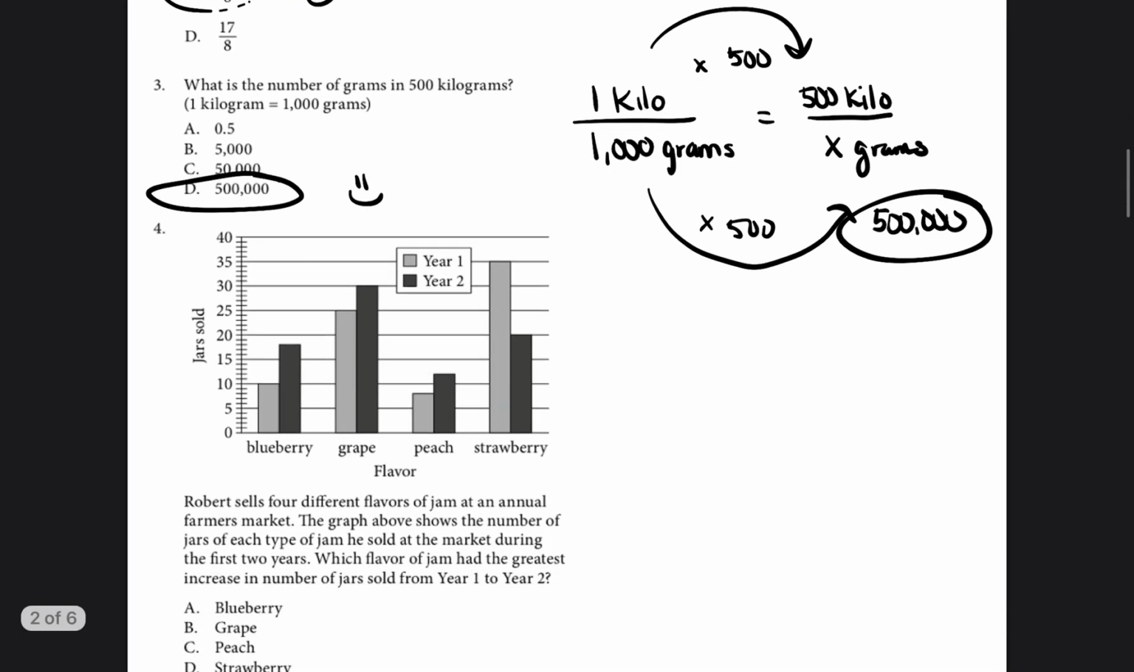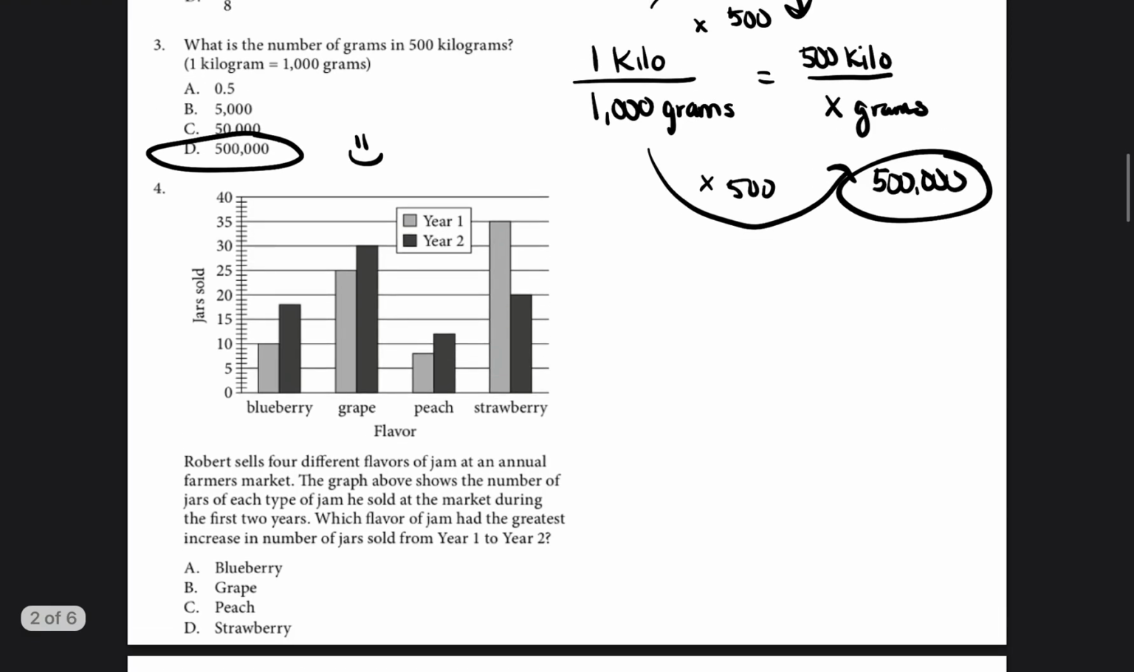Okay. Robert sells 4 different flavors of jam at the annual farmers market. The graph above shows the number of jars of each type of jam. Which flavor of jam had the greatest increase in number of jars from 1 year to the next? Okay, so this one increased by 5, 6, 7, 8. So this is an increase of 8.